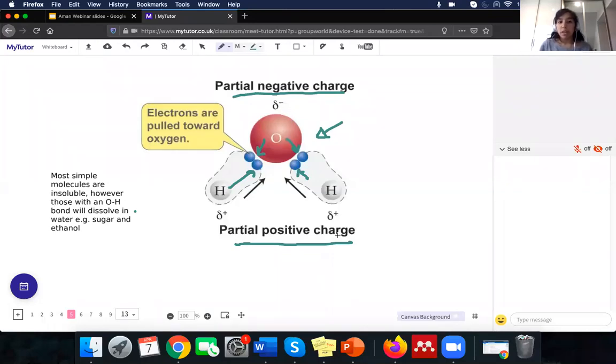The reason for that is that if something is to dissolve in water, it needs to form bonds with that water. But if we know that simple molecules don't have a charge, they can't form bonds with that water. I've also given some examples of some simple molecules that will bond in water.